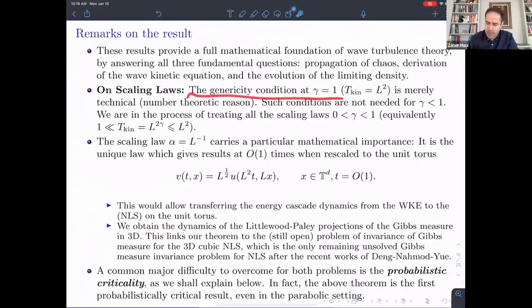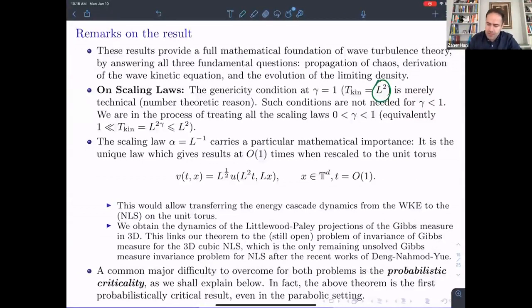Okay, so this remark, I've already done it. The genericity condition, or the need to assume that your box is irrational, is only needed for the scaling law gamma equals 1. And in that case, because the kinetic time scale is 1 over alpha squared, which when you take gamma equals 1 becomes L squared, this is merely a technical assumption for number theoretic reasons. But you don't need this assumption for gamma less than 1. For gamma less than 1, you can deal with any torus, whether it's rational or irrational, or any box, and all aspect ratios of the box, whether they are rationally dependent or not.